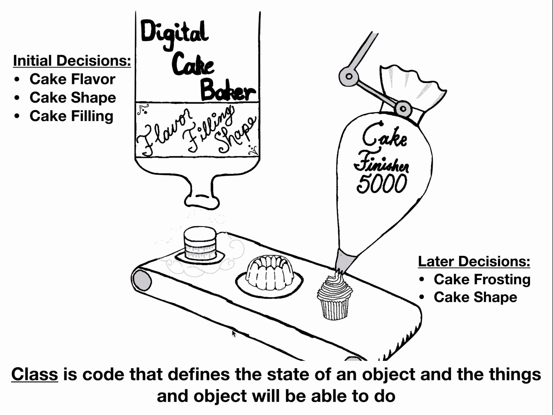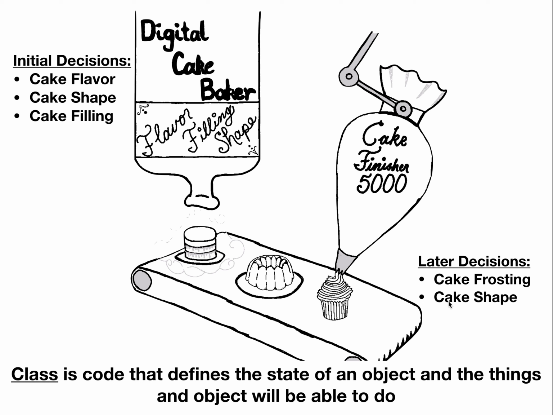For this class cakes example, we're going to try to keep it as close to a physical cake as possible, just to help the listener understand the parallels between the physical world and the digital world. Initial decisions that we need to make when we bake a cake are the flavor of the cake batter, the shape of our cake so we can choose an appropriate pan, and what filling we would like to have when we assemble our cake. Later decisions that we make are what frosting we would like to use to top our cake, if any, and cake shape.